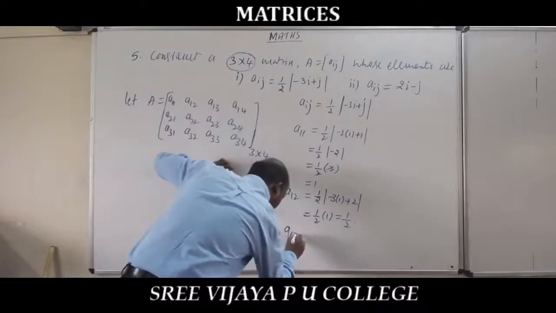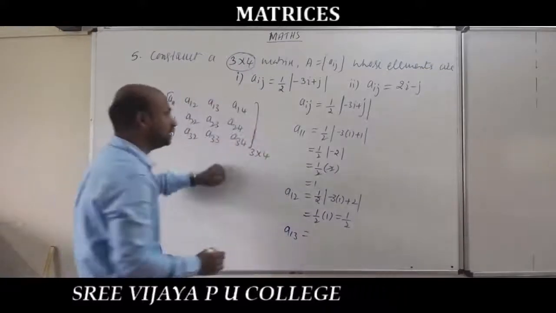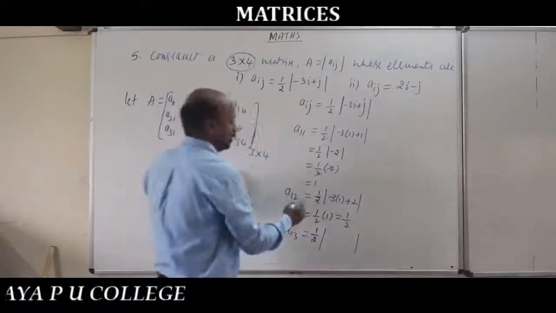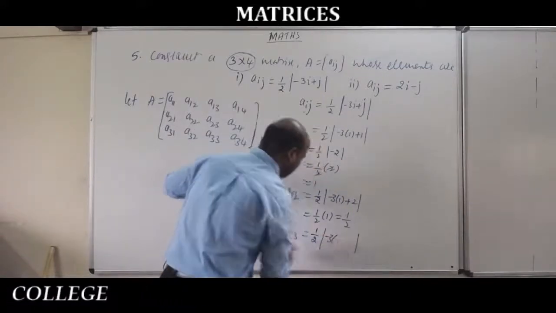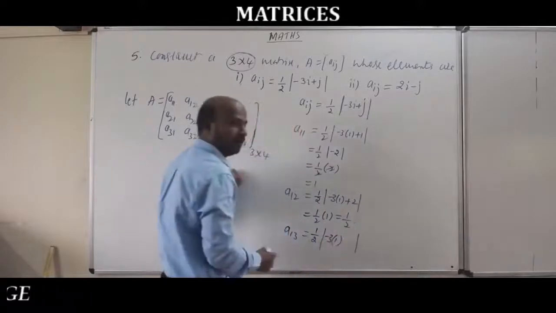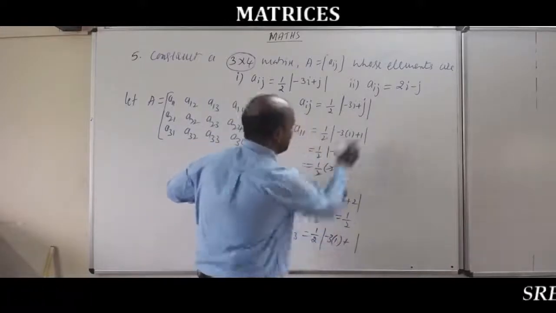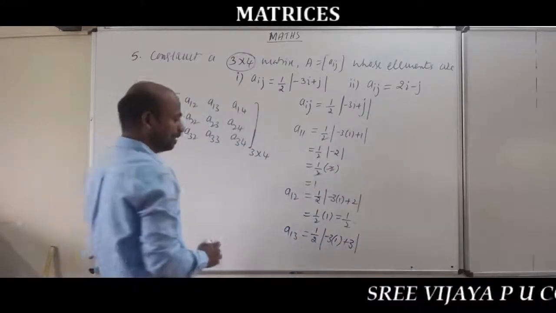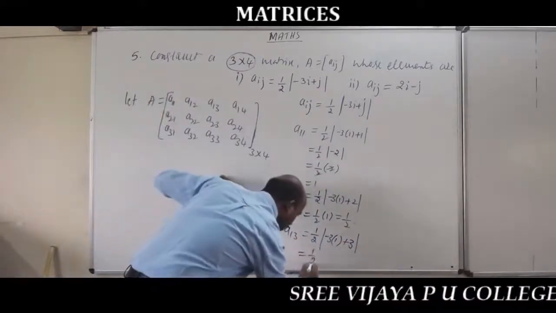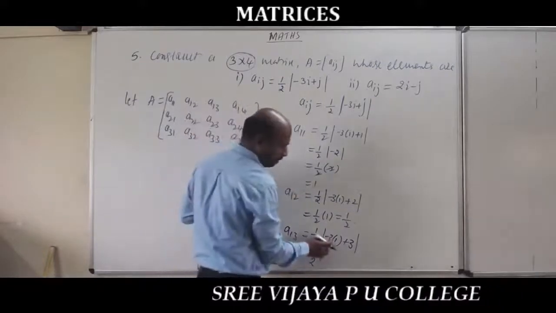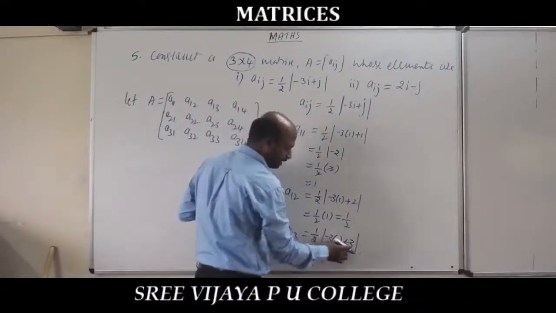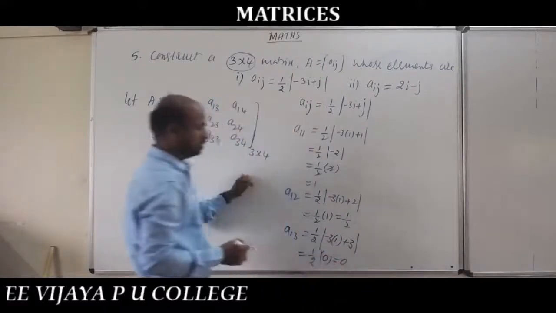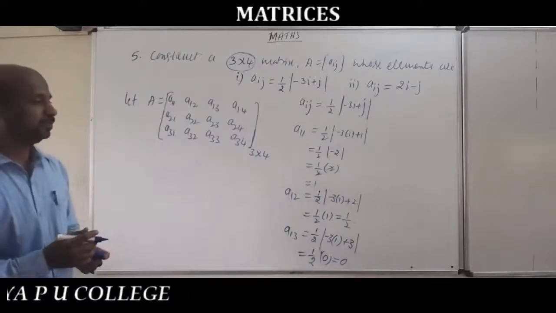Next one, first row, third element. That is equal to 1 by 2 modulus of minus 3 into the value of i, which is 1, plus the value of j, which is 3. So minus 3 plus 3 is 0. Modulus of 0 is 0, and 0 by 2 is 0.